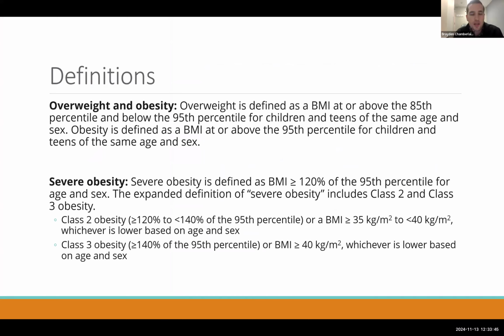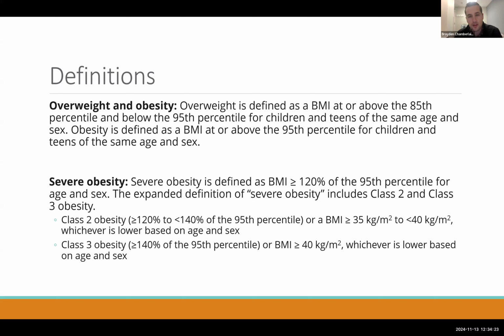So, first off, the definitions. Overweight and obesity. In children, overweight is defined as a BMI at or above the 85th percentile and below the 95th percentile for someone of that same age. Obesity is defined as BMI at or above the 95th percentile for children or adolescents of the same age. And then you can further classify that into severe obesity. Severe obesity is defined as a BMI greater than 120% of the 95th percentile for those same age range and sex.